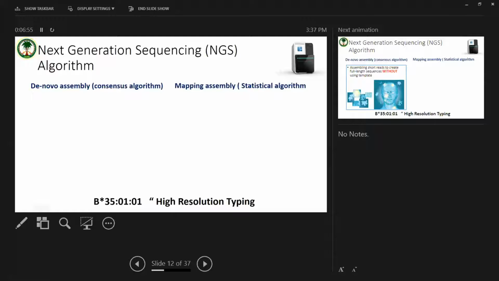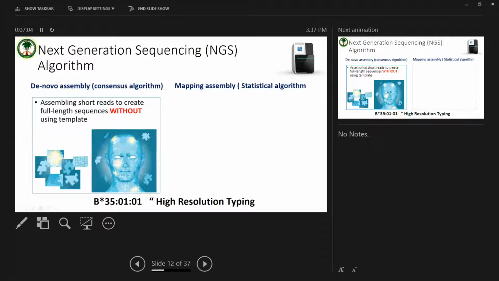One of the algorithms used to analyze next generation sequencing is called the consensus algorithm, or de novo assembly. When you amplify the PCR or the DNA of the patient, you cut it into small pieces, and then you assemble all those DNA fragments without having a template to look at, until you form the picture. That is called the consensus algorithm. Some of the companies use this one.